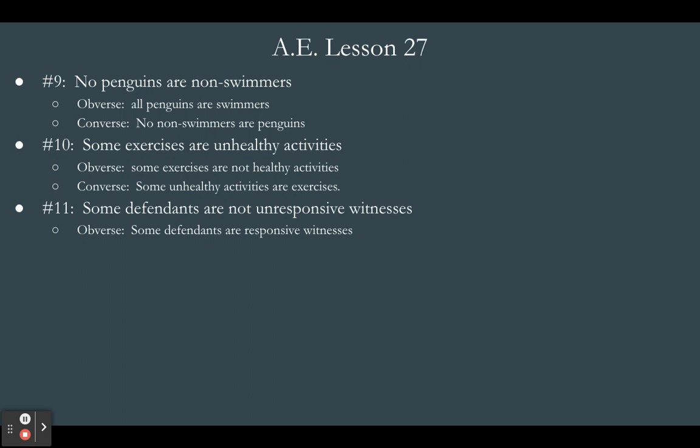If you did not, don't worry, I'm not going to count that wrong, because I was really stressing to leave it in the awkward form just so you guys get used to it. The contrapositive would be some responsive witnesses are not non-defendants. Okay, so that was 4 through 11, very similar to the stuff we did together in class. Hopefully that went well for you guys.